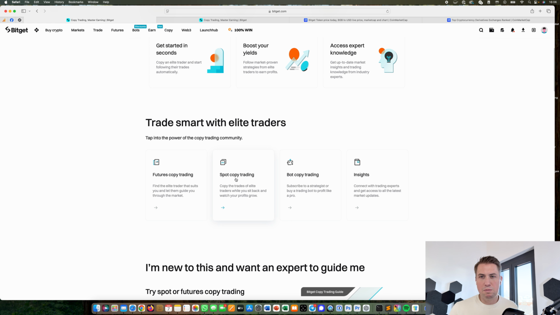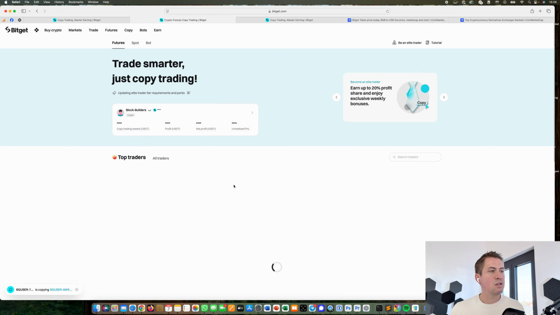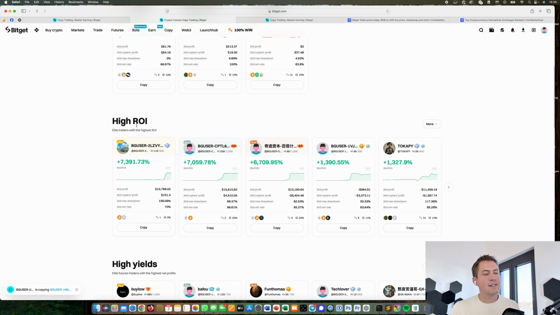With spot, you can only buy and sell the cryptocurrencies, you can't use leverage. And some people on the platform are doing it pretty well, as you will see. However, let's start with futures copy trading. There's also bot copy trading, where you can copy bots, and it's pretty similar to the two things I show you here. But let's start with futures copy trading.